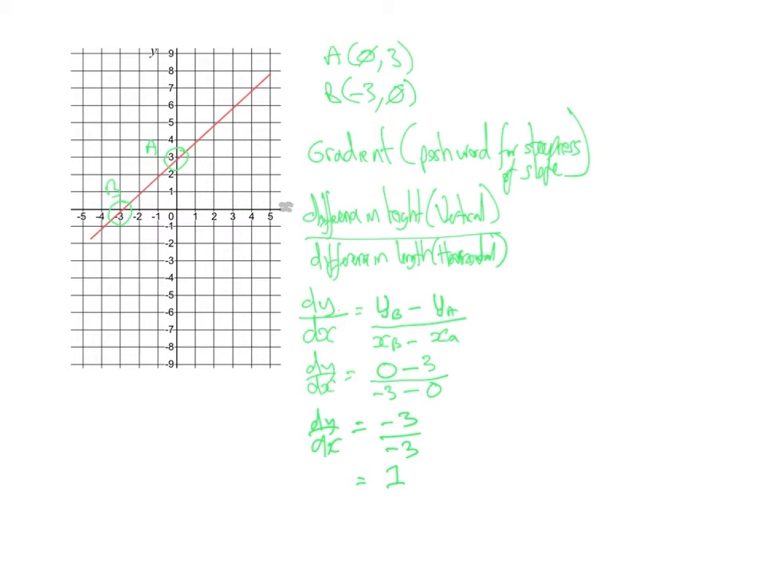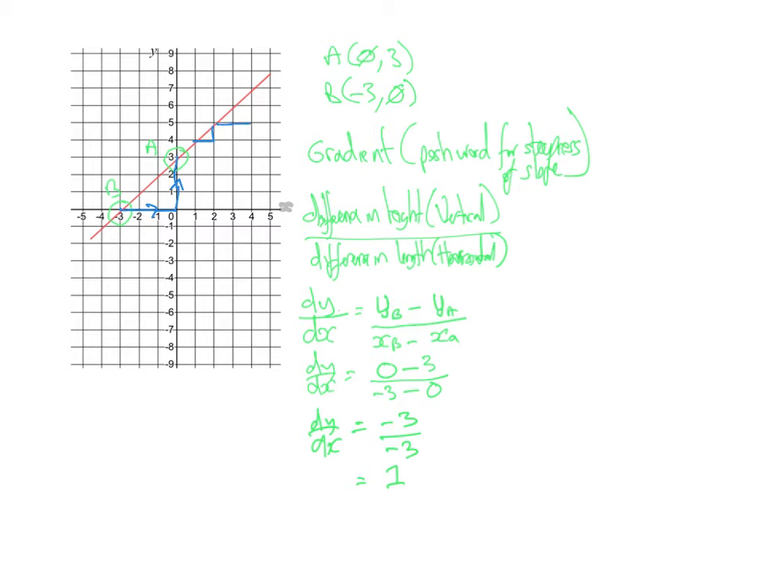Now what that means is that for every 1 we go along in the x-axis from left to right, we go up 1. And we can see that by drawing lots of right angle triangles all over here, using the line segment as the hypotenuse. So the one we've just done is this one. We've gone 1, 2, 3 along and 1, 2, 3 up. So for every 3 we go along, we go up 3, which is the same as for every 1 we go along, we go up 1.